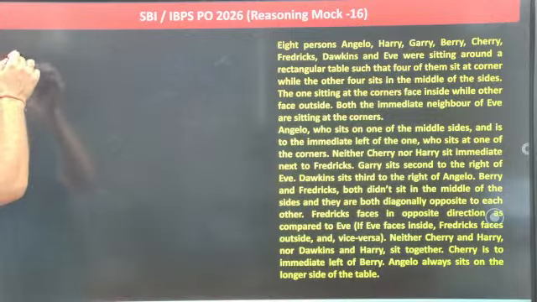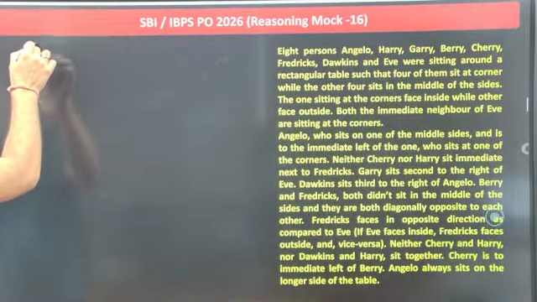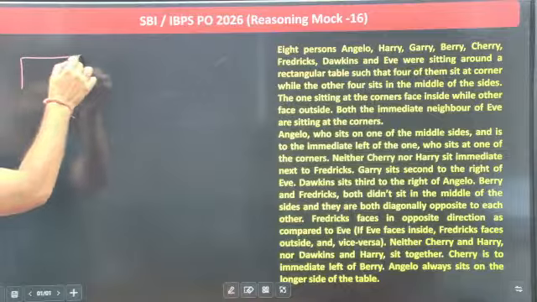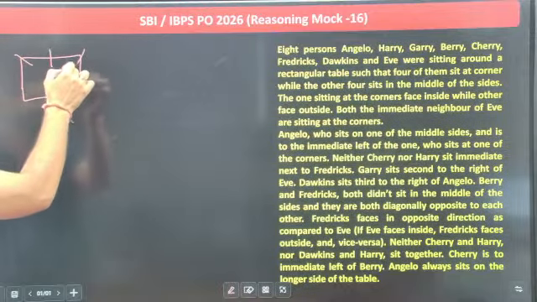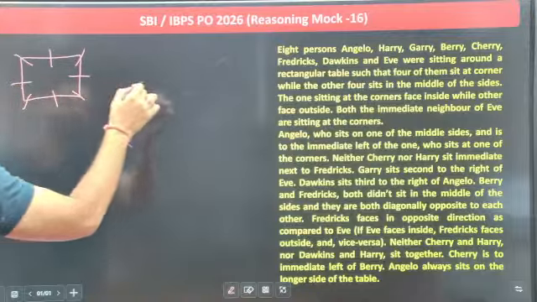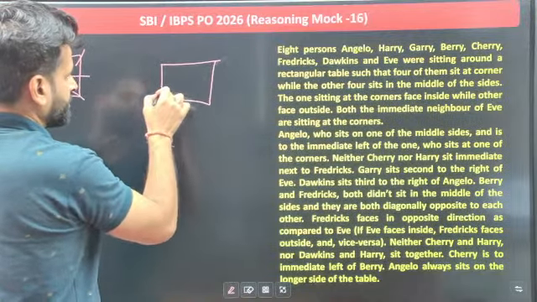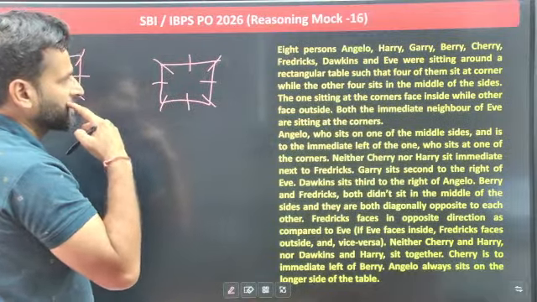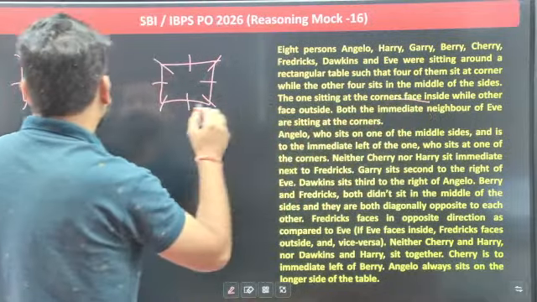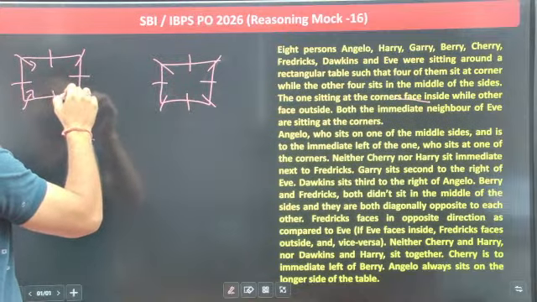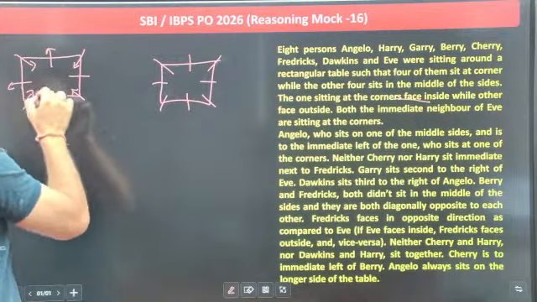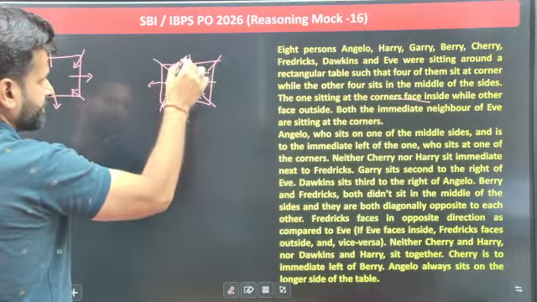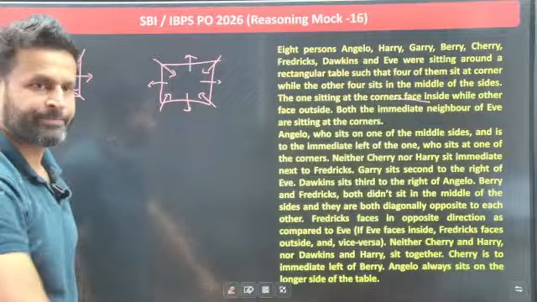Okay, there are total 8 persons sitting around a rectangular table. This is known to us. 1, 2, 3, 4, 5, 6, 7, 8. Look at the direction: the ones sitting at the corners face inside. Mid of side will face outside. Corners face inside, mid of side face outside.